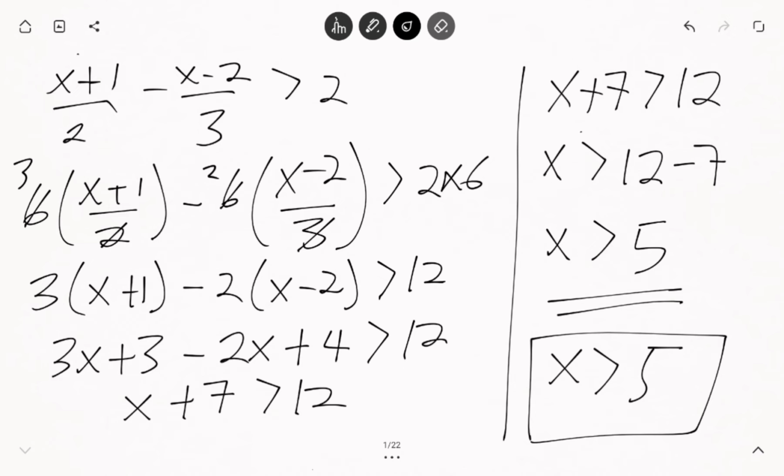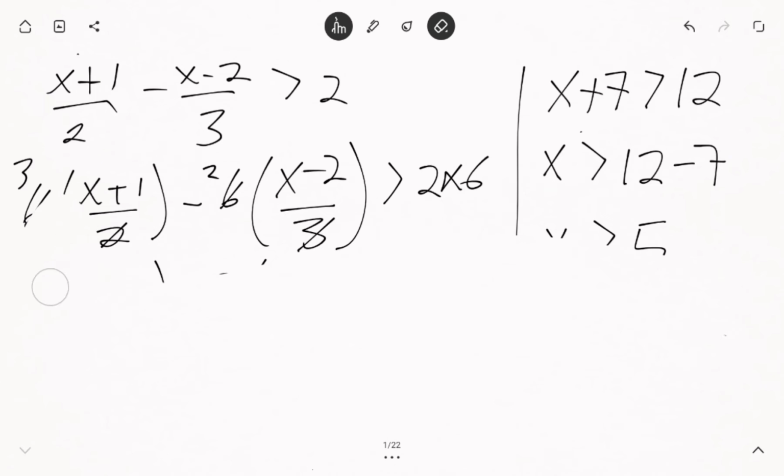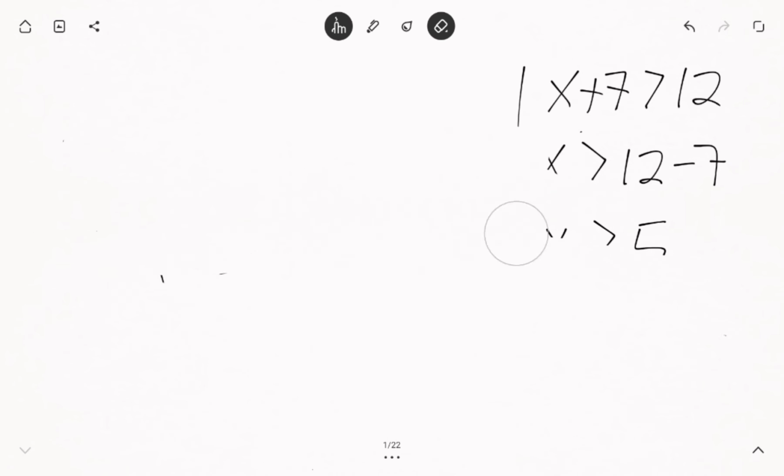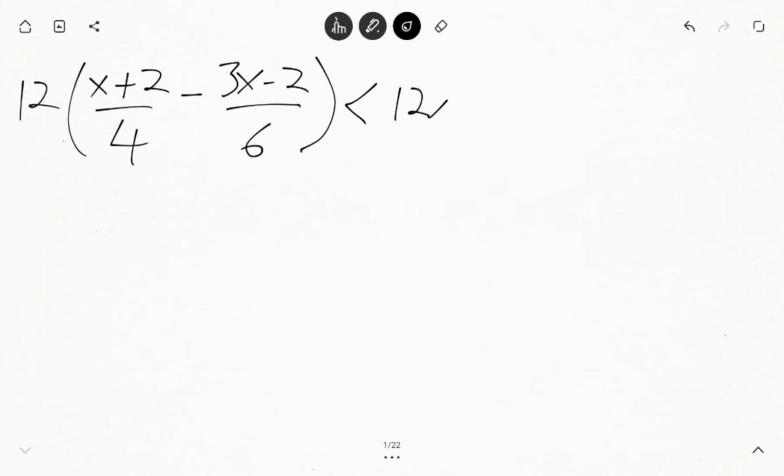Alright, let's have a look at another example. Okay, so the second example we want to look at is we have 12 outside bracket, then we have (x + 2)/4 minus (3x - 2)/6, less than 12x minus 1. So this is our inequality, and how do we solve this?